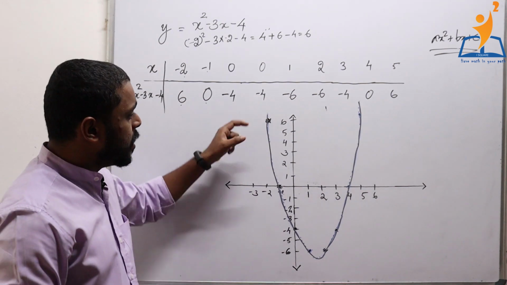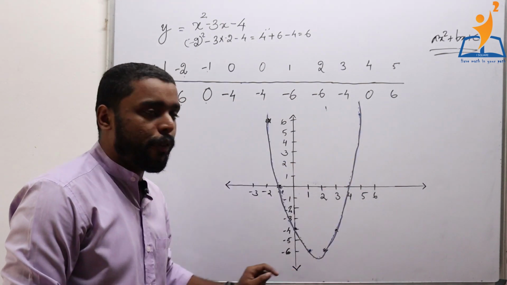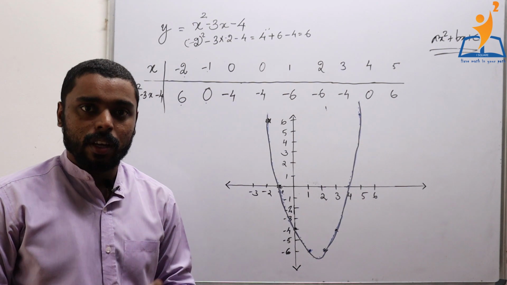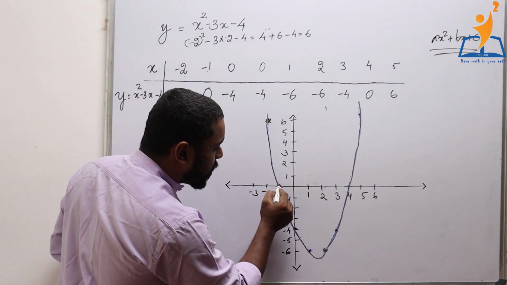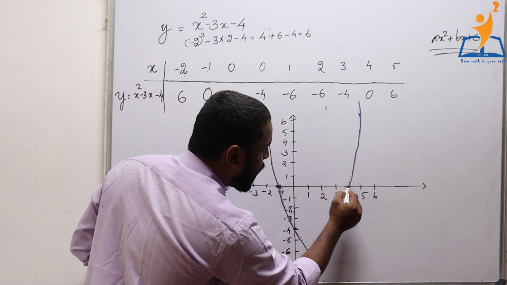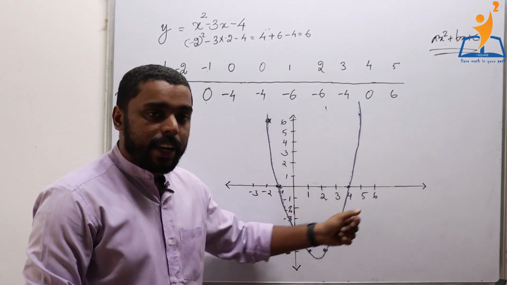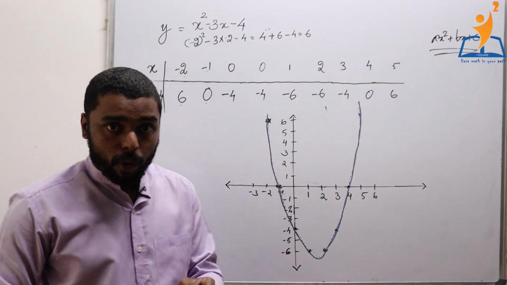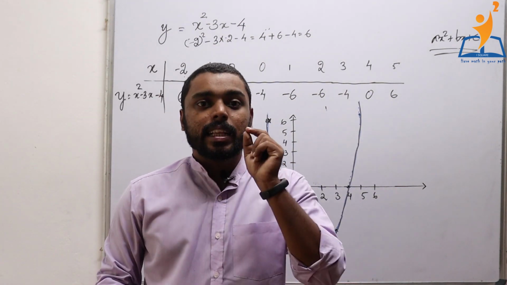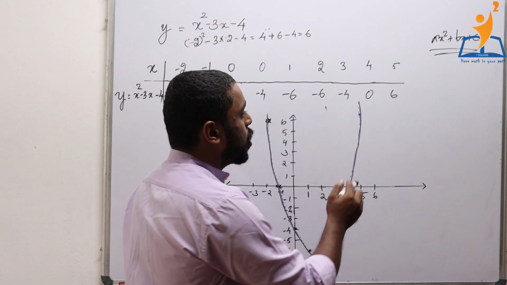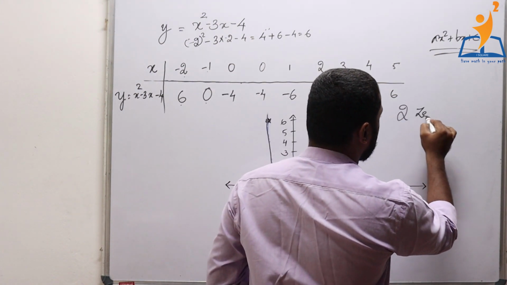No need to memorize it. This is the shape of a second degree polynomial's graph. Clear? See, this graph crosses the x-axis at 2 points, at x equal to -1 and at x equal to 4. Therefore, we can say that this polynomial has 2 zeros.